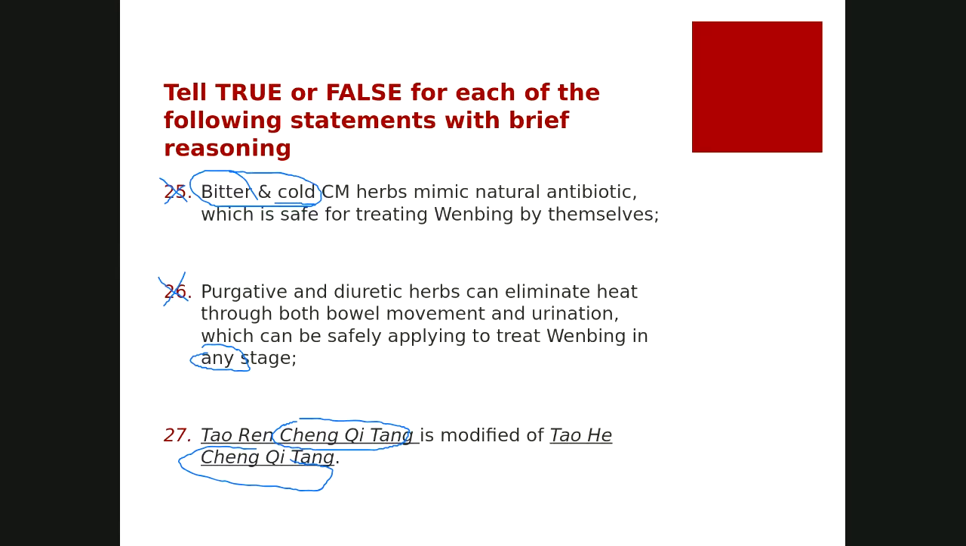One is from the Shang Han Lun, the other is from the Wen Bing. So Tao Ren Cheng Qi Tang, the first one, comes from the Classics, the Shang Han Lun, and it has Gui Zhi inside. And Tao He Cheng Qi Tang comes from Wen Bing. They come from different sources, not relevant, okay? So not modified from one another. But you can say they're all modified Cheng Qi Tang, that would be correct.